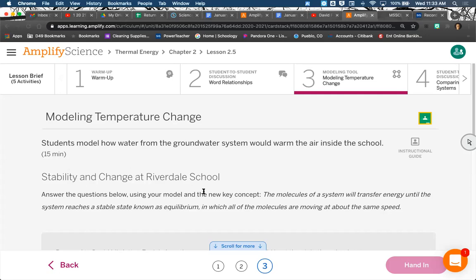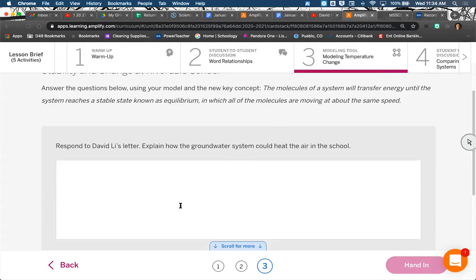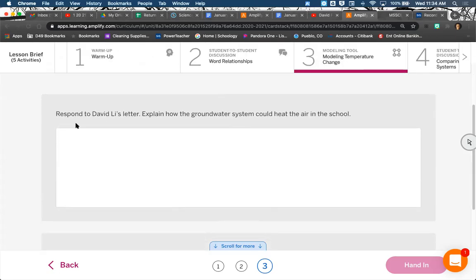Answer the questions below using your model and the new key concept. Here's the new key concept. The molecules of a system will transfer energy until the system reaches a stable state known as equilibrium, in which all of the molecules are moving at about the same speed. So if we write a response to David Lee's letter, we would want to explain how the groundwater system could heat the air in the school.